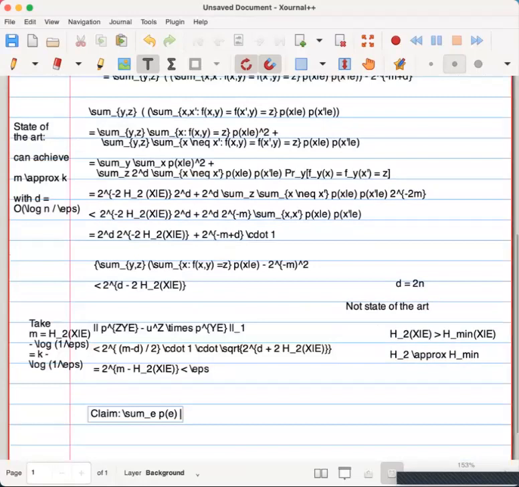So the formal claim is that the sum over E, P_E, then the sum over X of P(X|E) squared is equal to 2 to the power minus H2(X|E). Okay. So this is actually following from the definition of the proof.